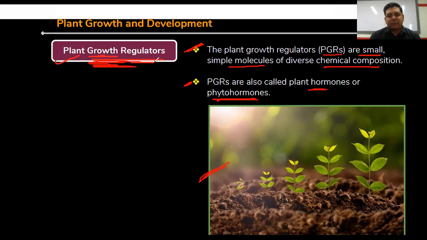Clear? So in case of hormones, you have already learned about the hormones in humans, right? The hormones are chemical compounds that are mainly involved in growth process. In case of animal and plant, the same thing is found here also, right? The growth regulators are mainly involved in the process of growth. The plant growth regulators or PGRs are small simple molecules of diverse chemical composition. So they are nothing, simply chemical compounds. They are mainly involved in the process of growth in case of plants as well as in case of humans. Plant growth regulators are also called plant hormones or phytohormones. Same thing.